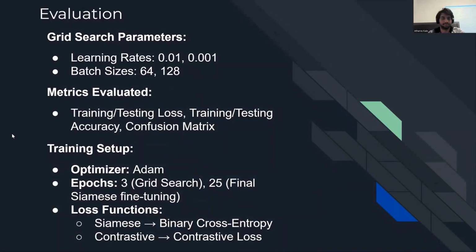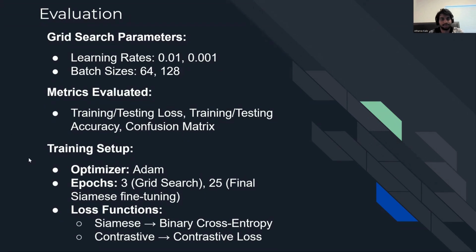Now, before diving into the results, we set up a thorough evaluation pipeline. We performed grid search over learning rates of 0.01 and 0.001 and batch sizes of 64 and 128 to find the best hyperparameters. We also used metrics like training and testing loss, accuracy, and confusion matrices, which were tracked across models. Both the models, Siamese and Contrastive, use the Adam optimizer. While grid search ran for 3 epochs to quickly assess parameters, the best Siamese model was later fine-tuned for 25 epochs for better performance.